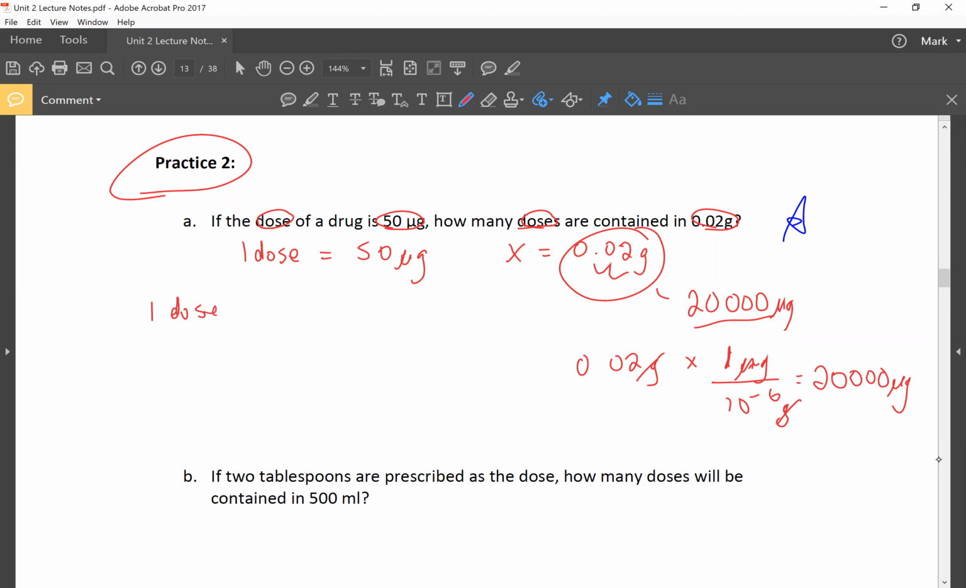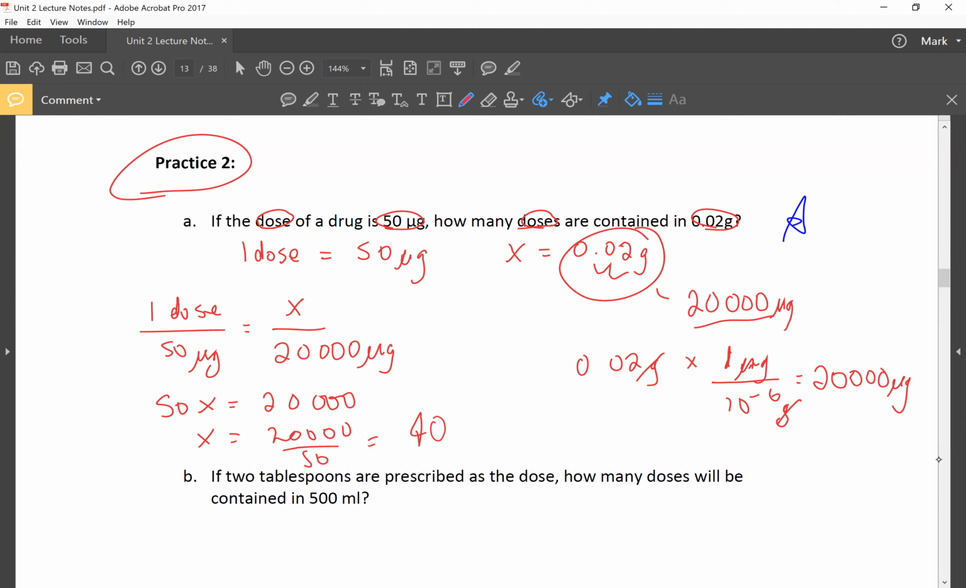1 dose is equal to 50 micrograms, and I'm trying to find out how many doses are in 20,000 micrograms. So 50x equals 20,000. X equals 20,000 over 50, and I'll get my answer. 400. All right, done. All right, let me check the chat.